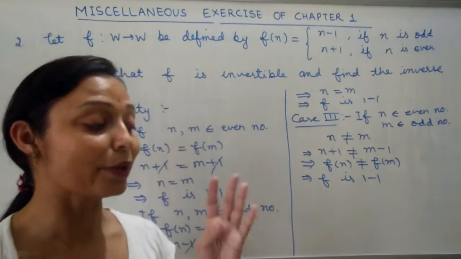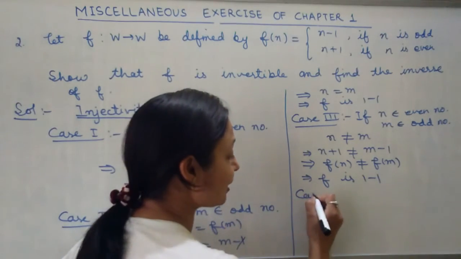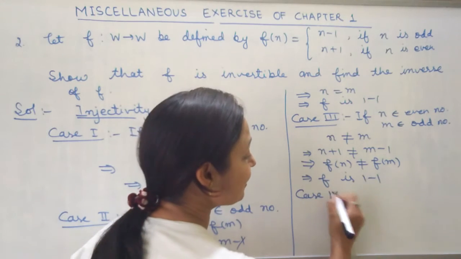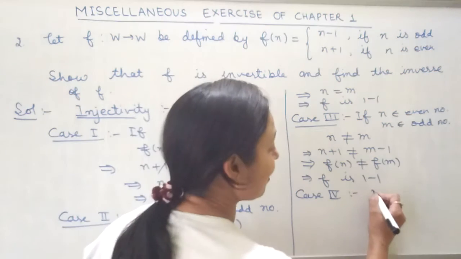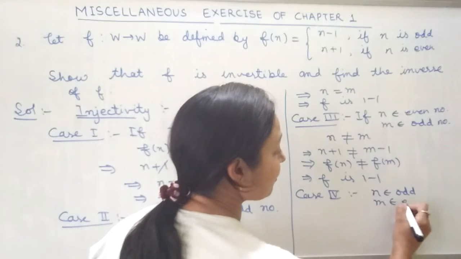Okay, now come to case number 4. I will take n belongs to odd and m belongs to even numbers.